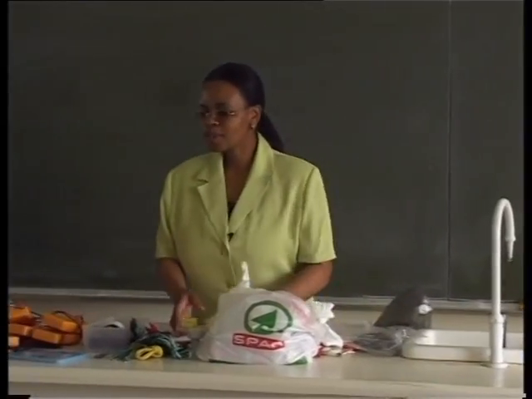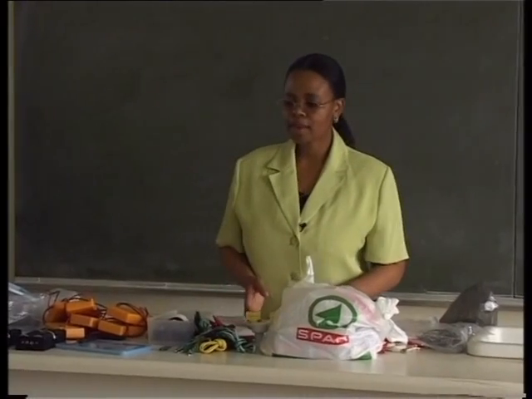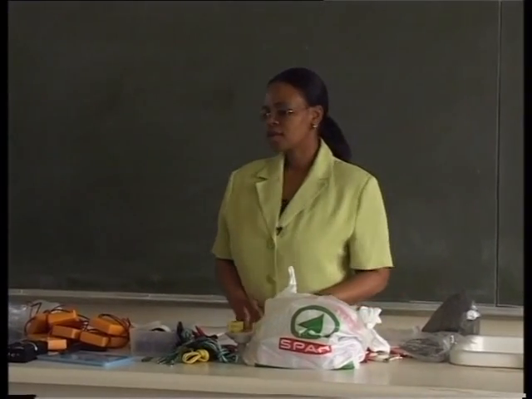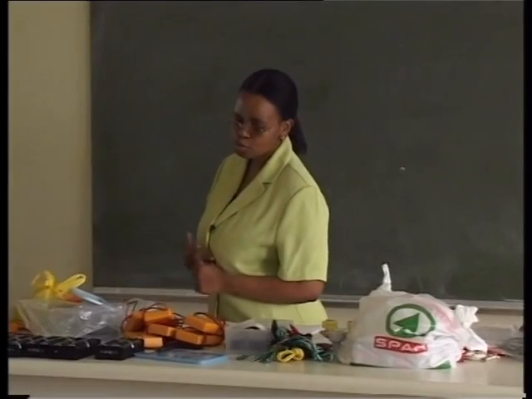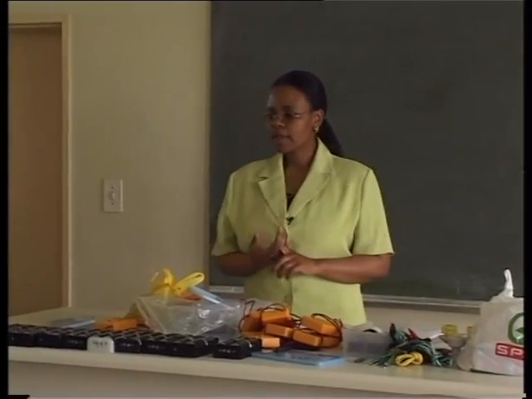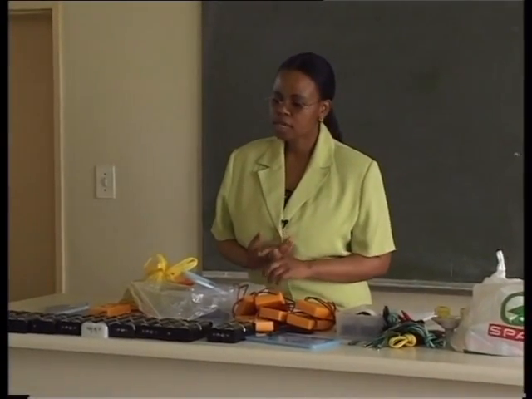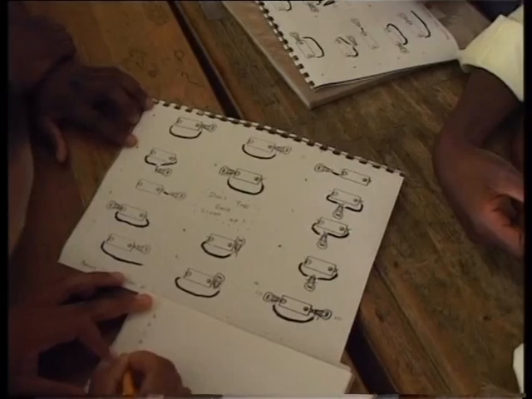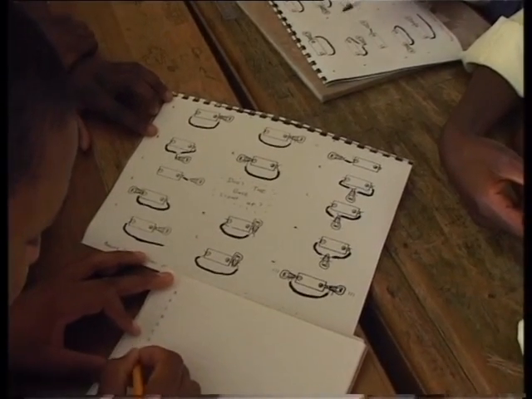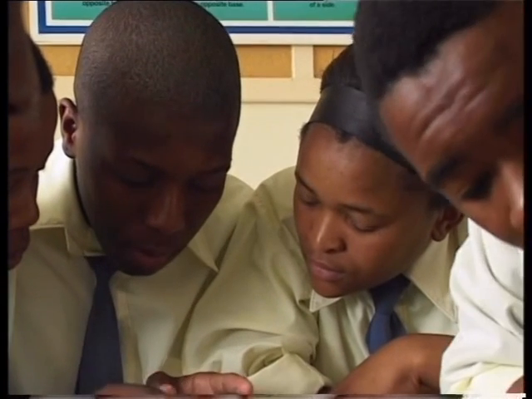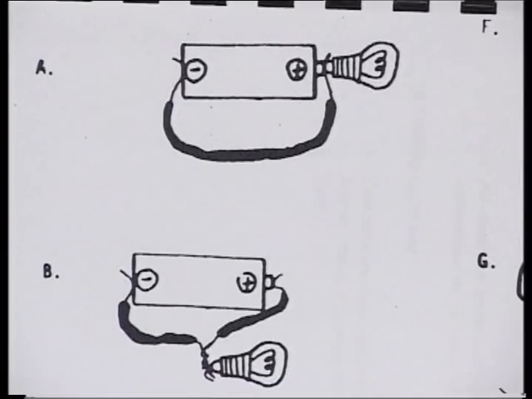Okay, class. What you have there is an activity with a number of diagrams. So what I want you to do is say whether a bulb will light up or not in each of those diagrams. The activity sheet shows a series of diagrams depicting a variety of very simple circuits, some complete and some incomplete.